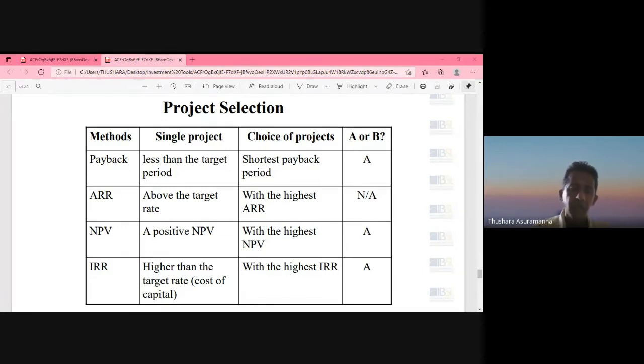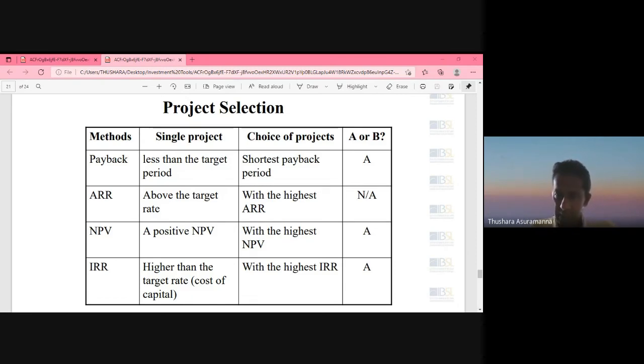IRR: you have an assumed target rate, an expected rate of return, and if the IRR is higher than that target rate, you proceed. If you have multiple projects, you proceed with the highest IRR. That's how you do it. If you have one single project, what is the criteria? If you have a number of projects, what is your criteria? That's how the project selection is based on the outcome of these computations.